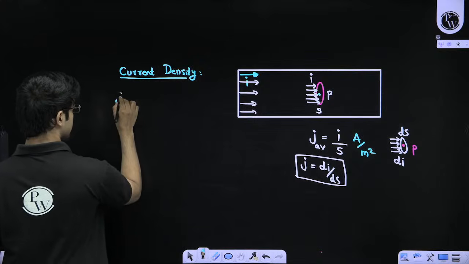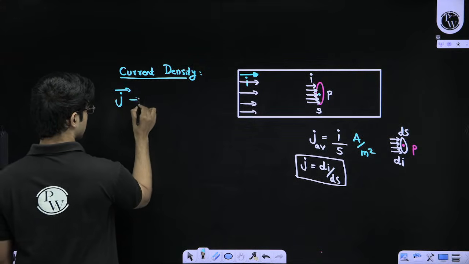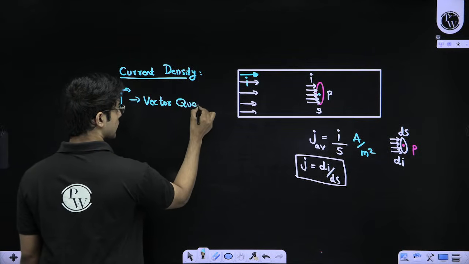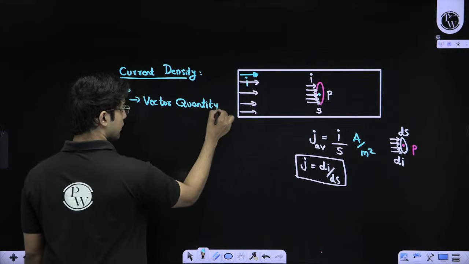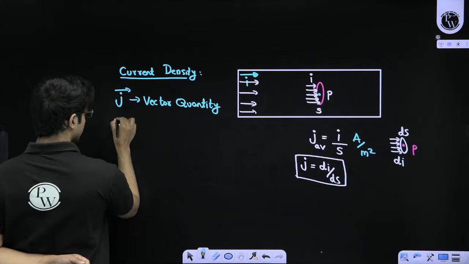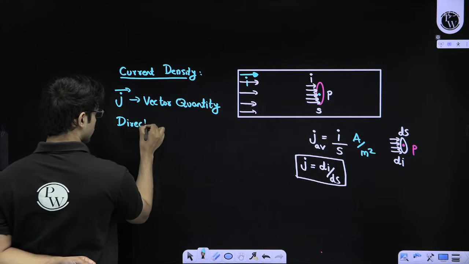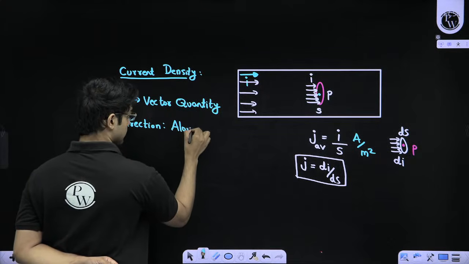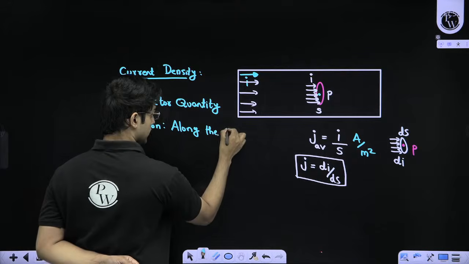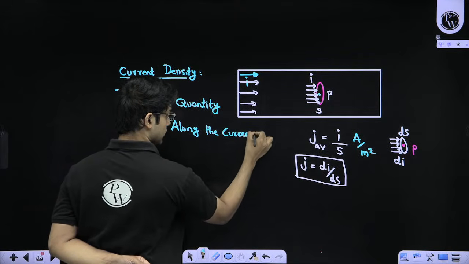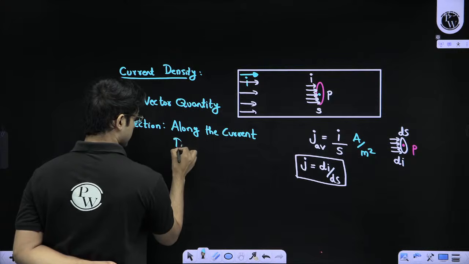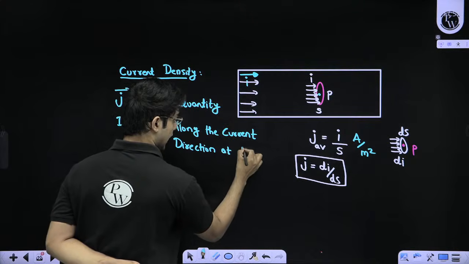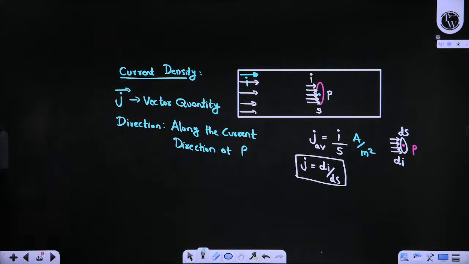The current density J, this is a vector quantity. It is defined for a point, defined near a point, and direction. So whenever we talk about a vector, we have to tell what is its direction. So direction is along the current direction at the point P, okay.